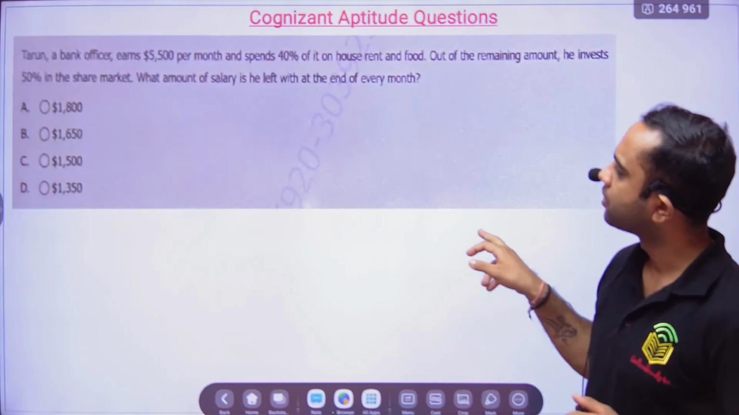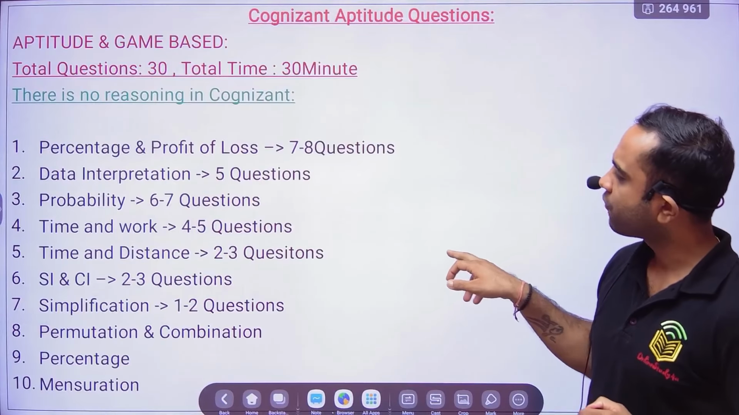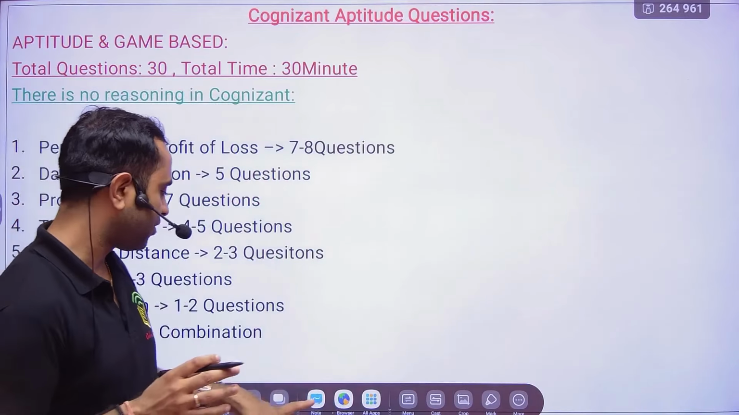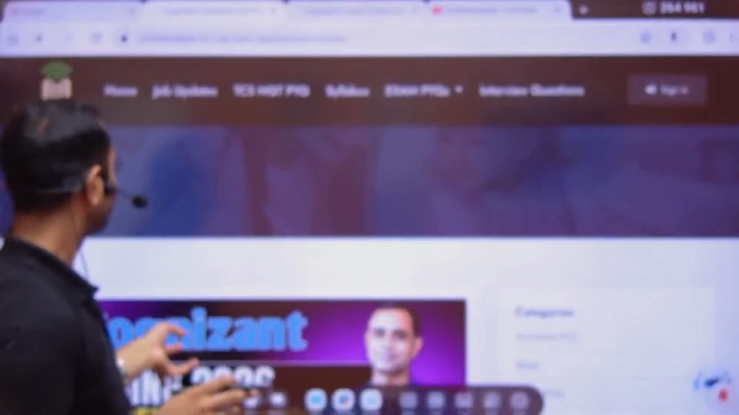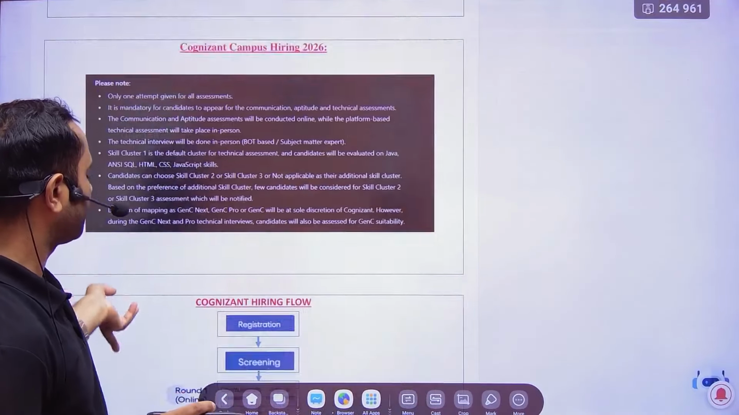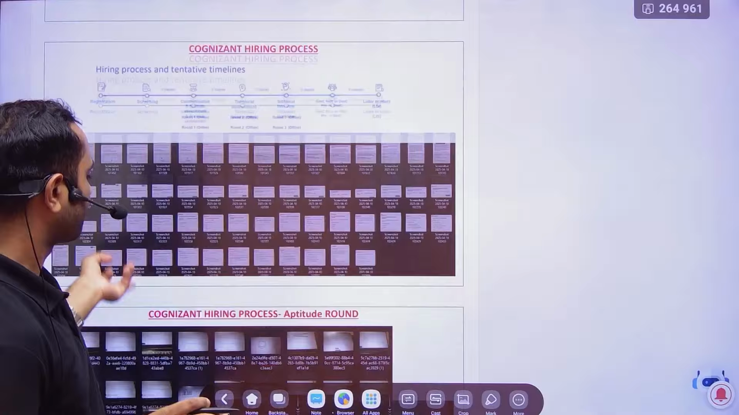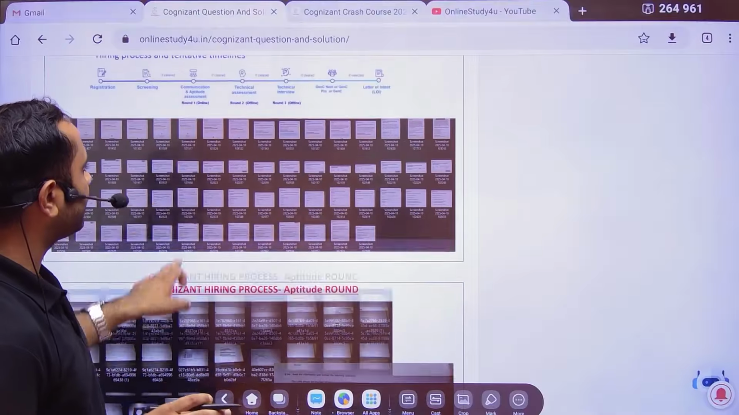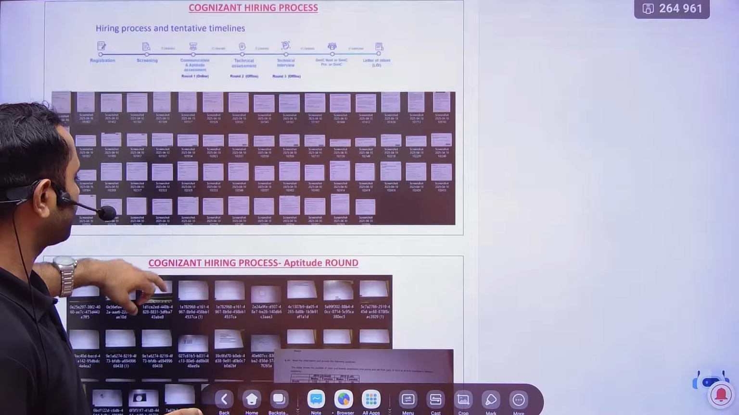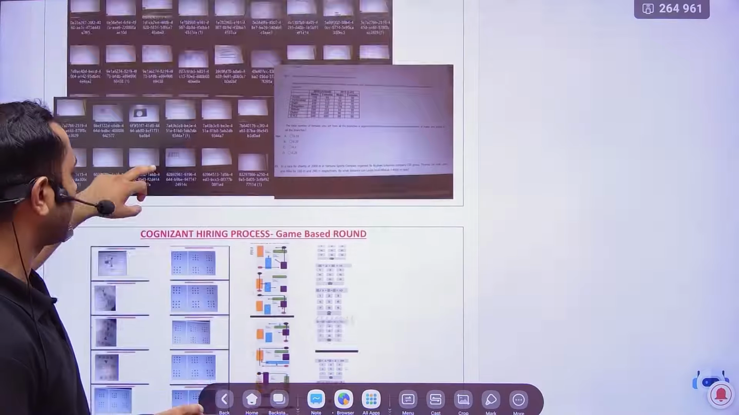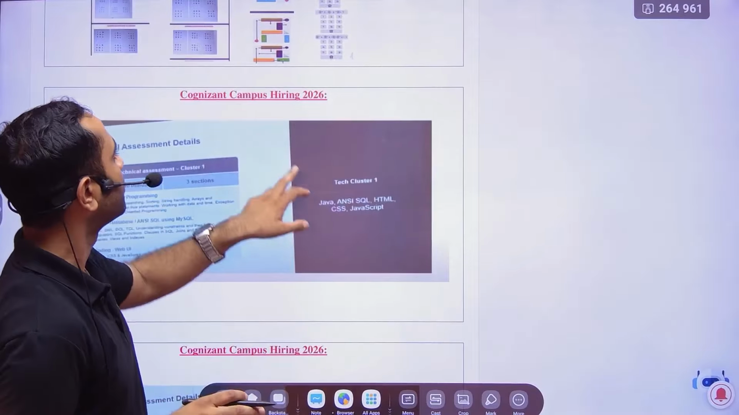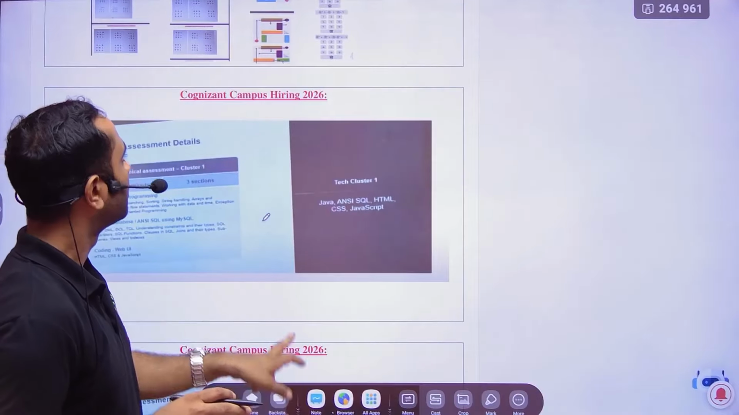Friends, one more thing which I wanted to tell you. Whatever you are seeing here are screenshots. This is the Cognizant hiring process. This is for the communication round, this is for the aptitude round, and this is for the game based round. For everything, you have to visit this.